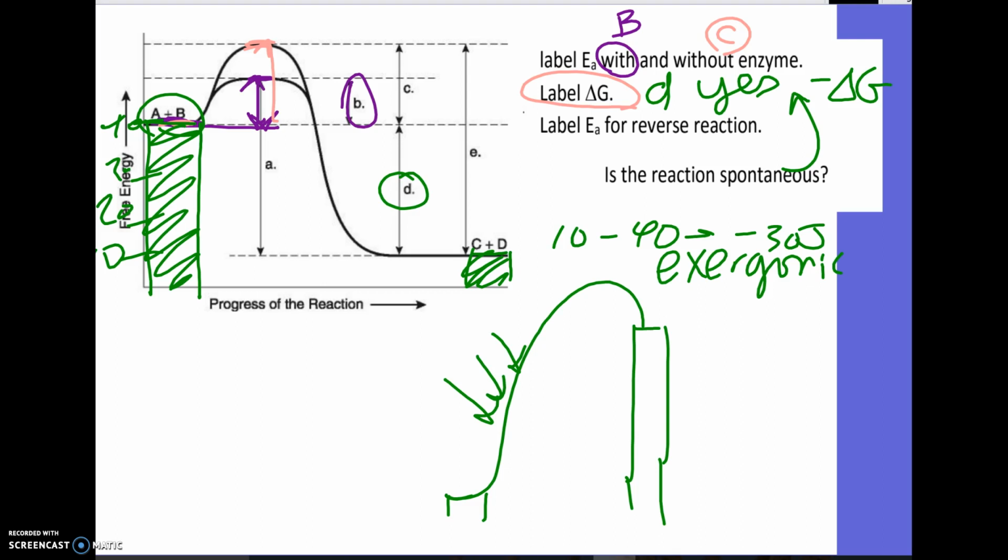No, it would be like this. I could give you a bar graph too, but a bar graph's easier. What you can't see in the bar graph is activation energy. You can see clearly the net change, but the purpose of this graph is to show activation energy. All right, then the last part, reverse.